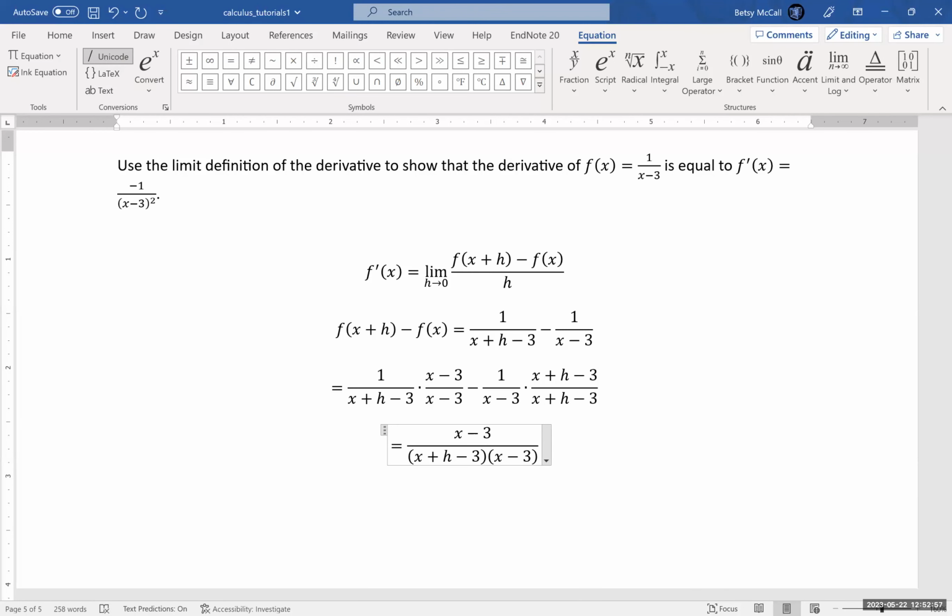And again, as I noted in the radical video, do not distribute this denominator. You will just make your life more complicated. You want things to be able to cancel eventually. You want to leave them in factored form.